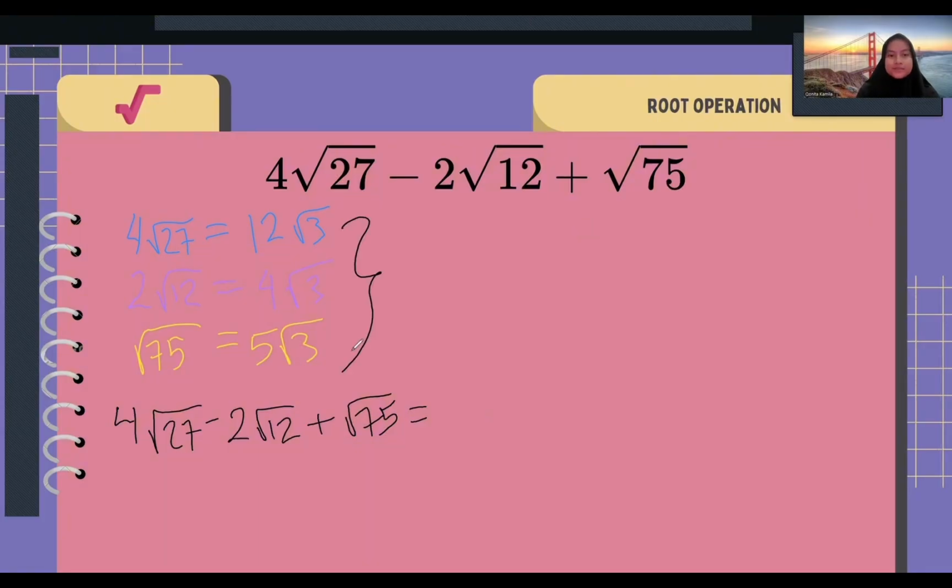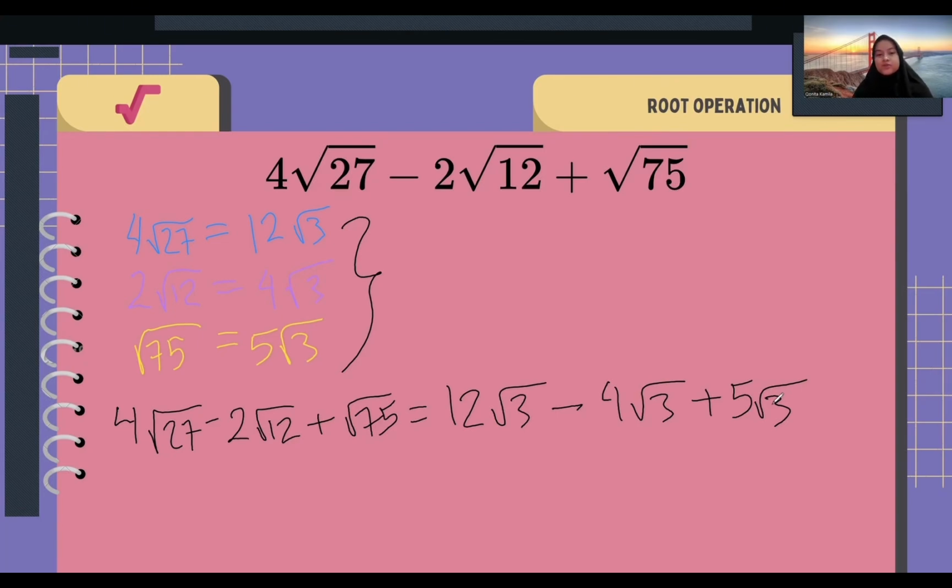So let's combine these 3 into the new expression. 4 times the square root of 27 equals 12 times the square root of 3, minus 2 times the square root of 12 equals 4 times the square root of 3, plus the square root of 75 equals 5 times the square root of 3. Notice that all numbers under the root sign are now 3. This means we can treat them like regular like terms.